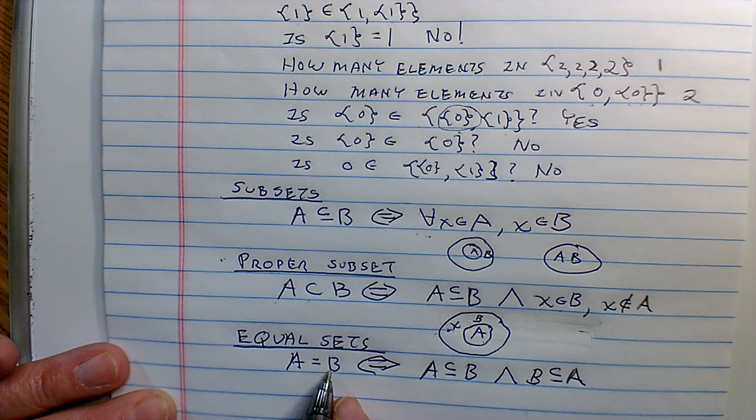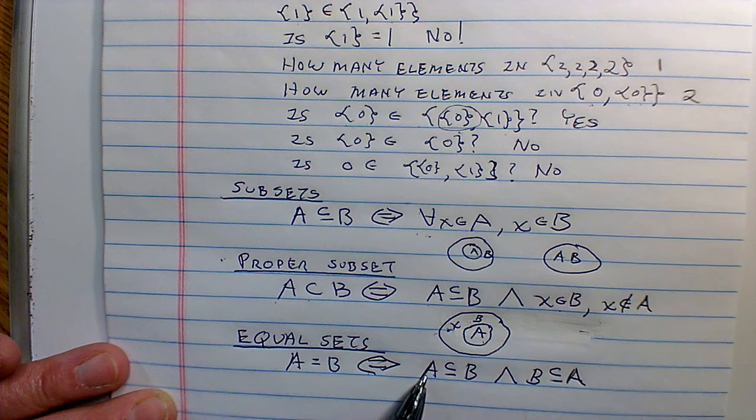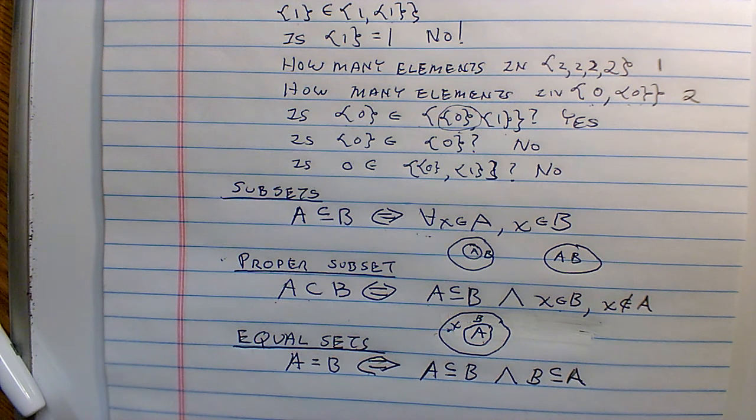We're going to say two sets are equal, it's all in the same box, if you will, if and only if A is a subset of B and B is a subset of A.